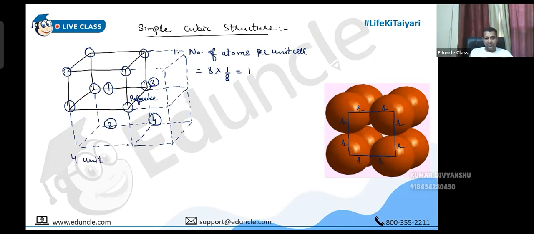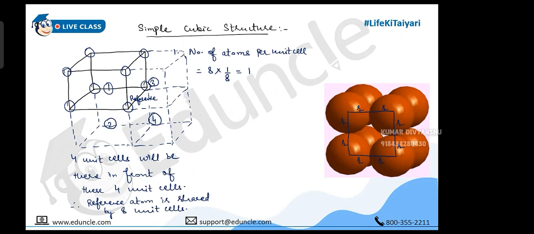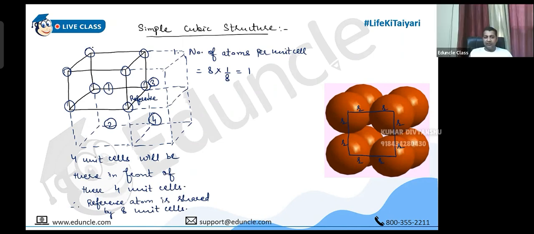Okay. Will be there in front of these 4 unit cells. And that's how that reference atom is shared by 8 unit cells. Now clear? Is it clear or not? Yes, sir. So that's why we have taken the 1 by 8 factor, because there were 8 corner atoms, and each corner atom is being shared by 8 unit cells. So there is a contribution of 1 by 8 to 1 unit cell, because we want to calculate the number of atoms in 1 unit cell only. Clear?